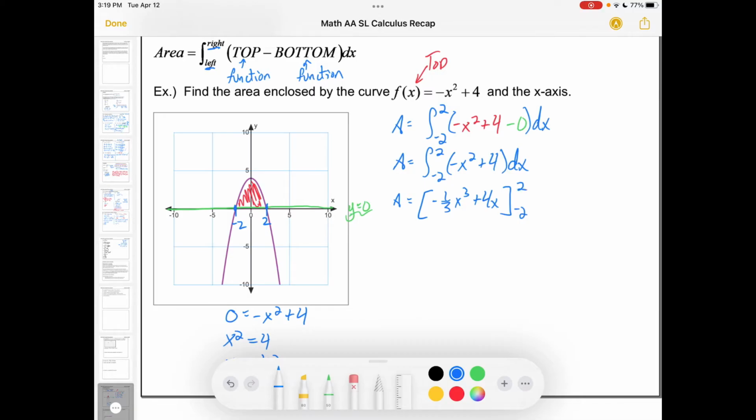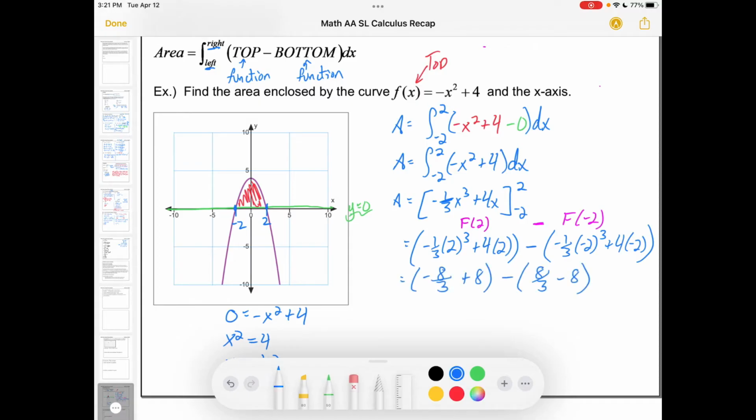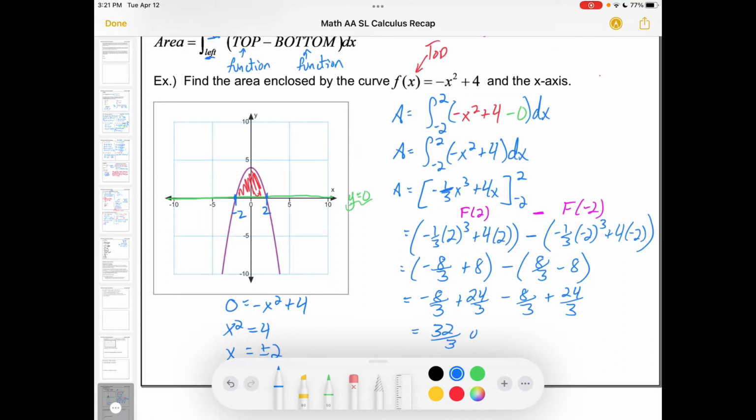Since we did a bunch of definite integrals in the last video, I'll just have the steps appear. So here's big F of 2 minus big F of negative 2. And I'll just work those out. I'll need a common denominator. And then I'll just put it all together for a final answer of 32 over 3. And it would be appropriate here to say units squared because we are talking about area. So there we go. We're done.